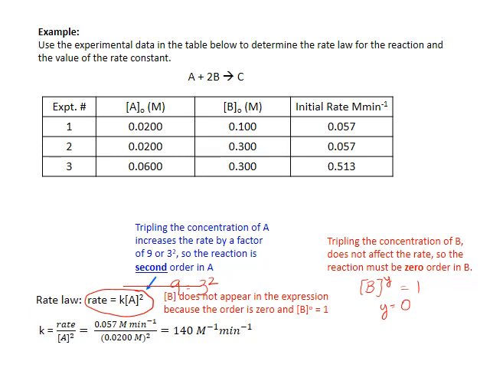We can choose any of the above experiments to determine the rate constant k. Let's use experiment 2. For this experiment, the initial rate is given as 0.057 molar per minute, and the concentration of A is 0.02 molar. Notice that we have to square this concentration, again because of the rate law. Plugging these numbers in gives 140 per molar per minute for the value of the rate constant k. Notice the units for the rate constant vary depending on the overall order of the reaction.